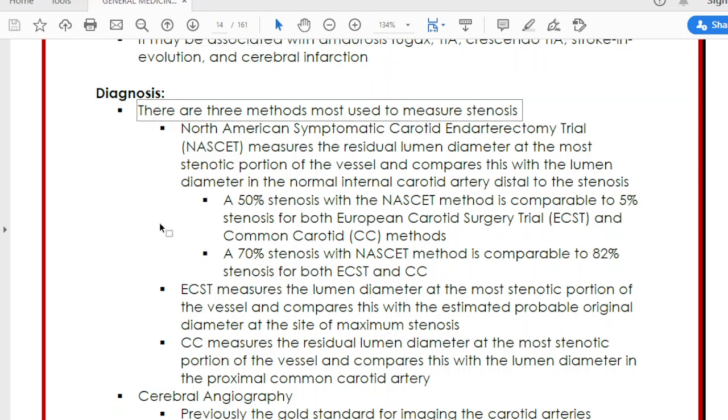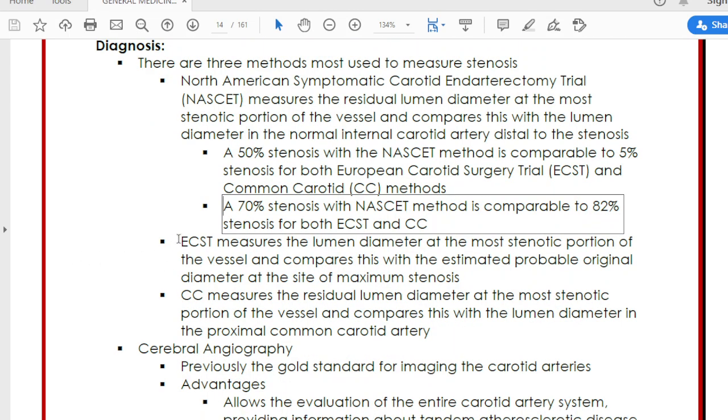Diagnosis: there are 3 methods most used to measure stenosis. North American Symptomatic Carotid Endarterectomy Trial, NASCET, measures the residual lumen diameter at the most stenotic portion of the vessel and compares this with the lumen diameter in the normal internal carotid artery distal to the stenosis. A 50% stenosis with the NASCET method is comparable to 65% stenosis for both European Carotid Surgery Trial, ECST, and common carotid, CC, methods. A 70% stenosis with NASCET method is comparable to 82% stenosis for both ECST and CC.